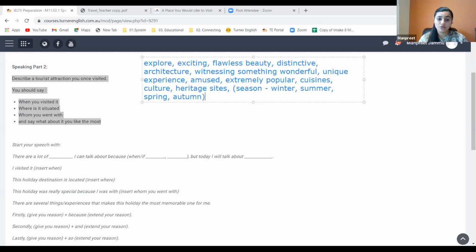Good. Because you repeated the word visited a lot of times. So instead you can say explored, or I'm sure there would be more words. Let me quickly check. And yeah, so try to, because now we are in a practicing stage.